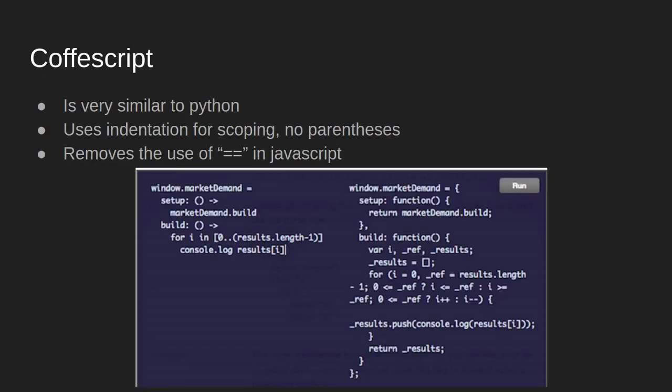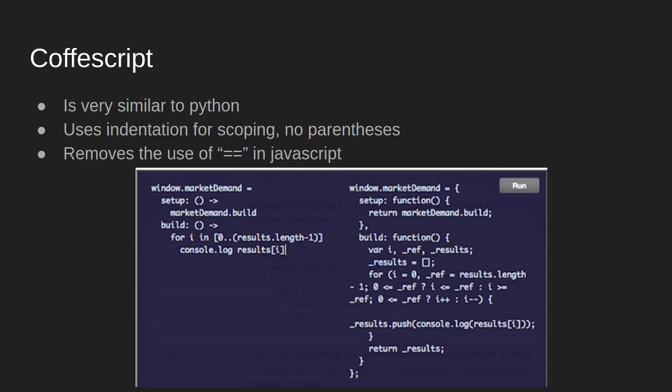So CoffeeScript is another language. It's pretty similar to JavaScript with a few features. It is very similar to Python. It uses enhanced for loops and uses tabs for scoping. It takes away some of the bad features of JavaScript. It doesn't allow the use of double equals. Any double equals written in CoffeeScript will be compiled down to triple equals in JavaScript.